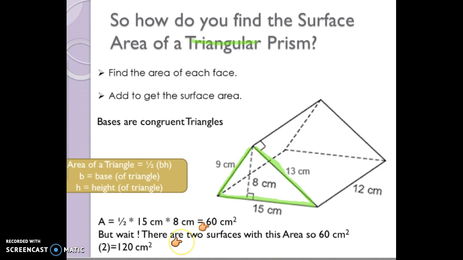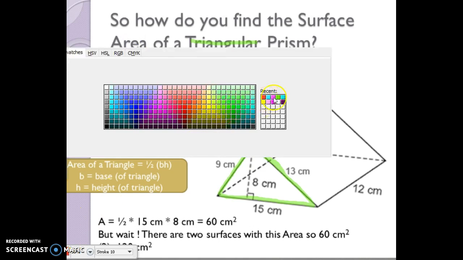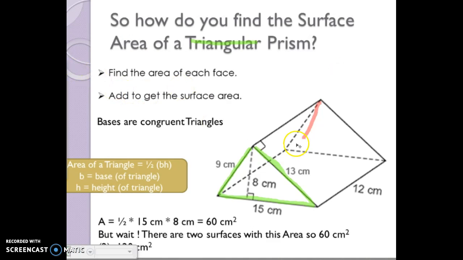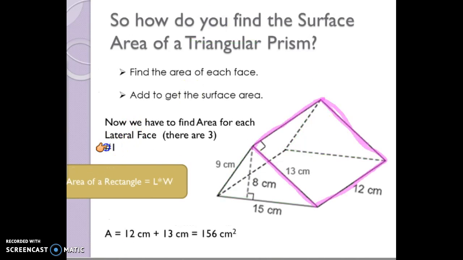But wait, there are two surfaces with this area, right? So remember, prisms have two congruent parallel bases. So there's two triangles with that same surface area. So 2 times 60 is 120 centimeters squared. So we have those two surfaces. Now we have to find the 3 lateral faces. So the first one here is going to have dimensions of 13 and 12. Now we're back to rectangles. So length times width, 12 centimeters times 13 centimeters is 156 centimeters squared.